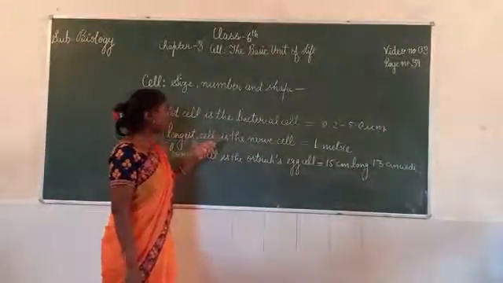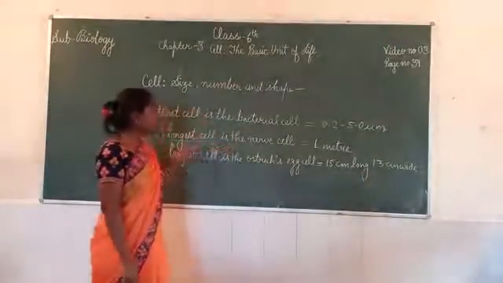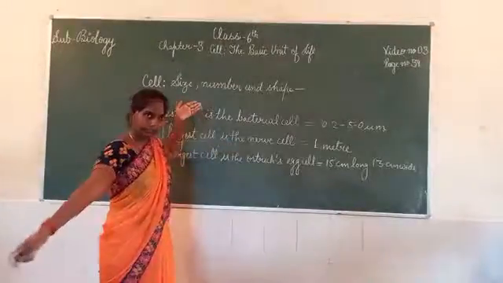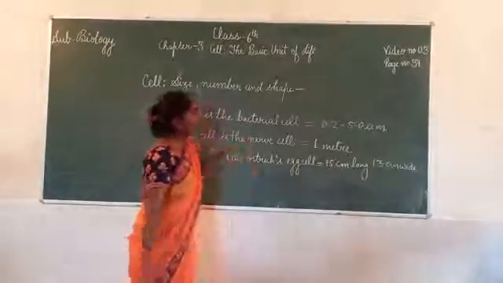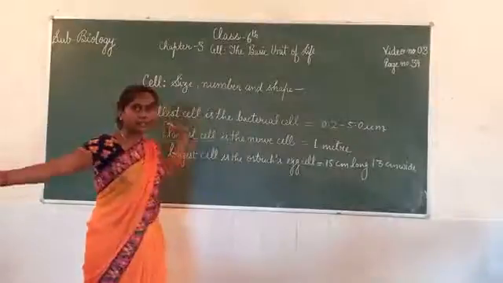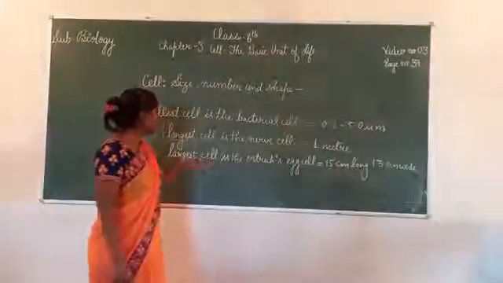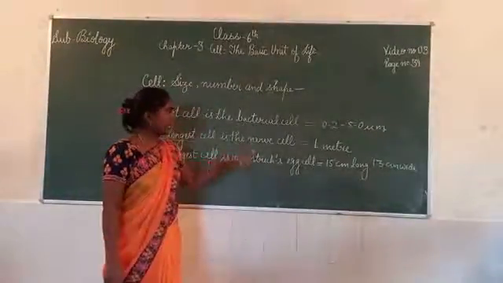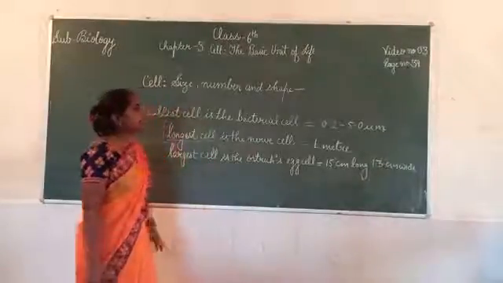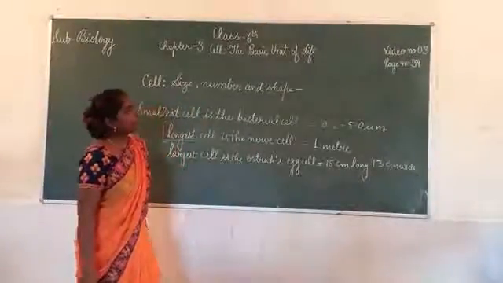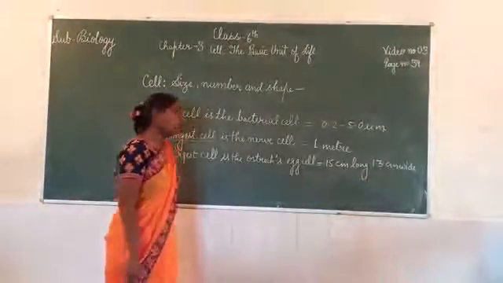Longest cell is the nerve cell, and that is 1 meter. And largest cell is the ostrich egg cell, that is 15 centimeter long and 13 centimeter wide.